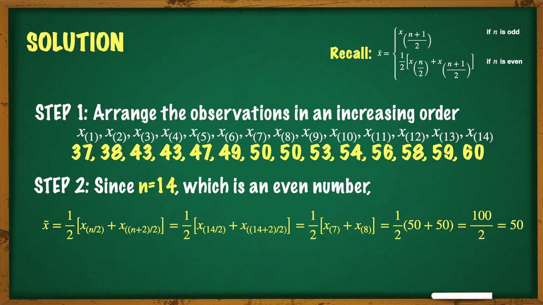Now, since n is equal to 14, which is an even number, we can find the median value by computing the average of the two middle values of the ordered observations, or by substituting the value of n into the formula. Then the median would be the average of the 7th and 8th observations of the data set, obtaining 50 as our sample median number of block intrusion attempts.